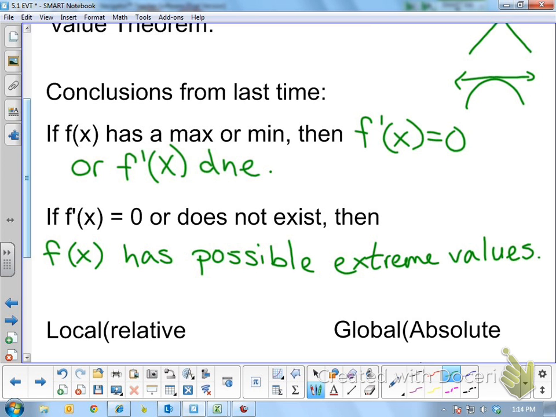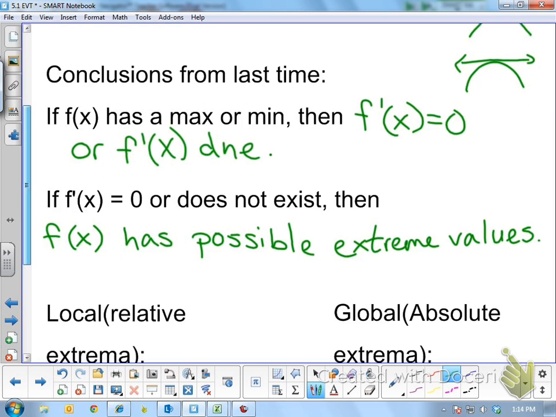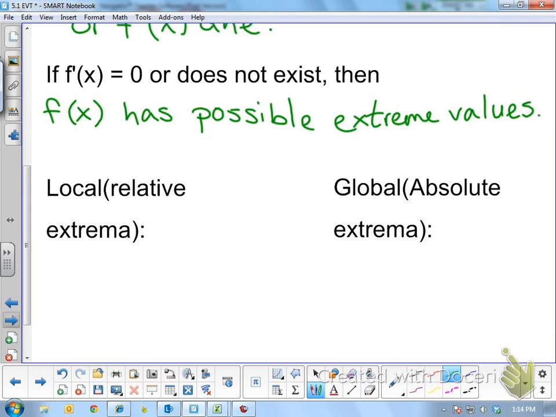There are actually two ways for us to label extreme values. We call some extreme values local extrema and some global extrema. Extrema is just the plural of extreme values. Extrema means max or min. Another word we might use is relative extrema or absolute. So local and global, or relative and absolute. They're fairly similar, but there is a little bit of a difference between the two types.